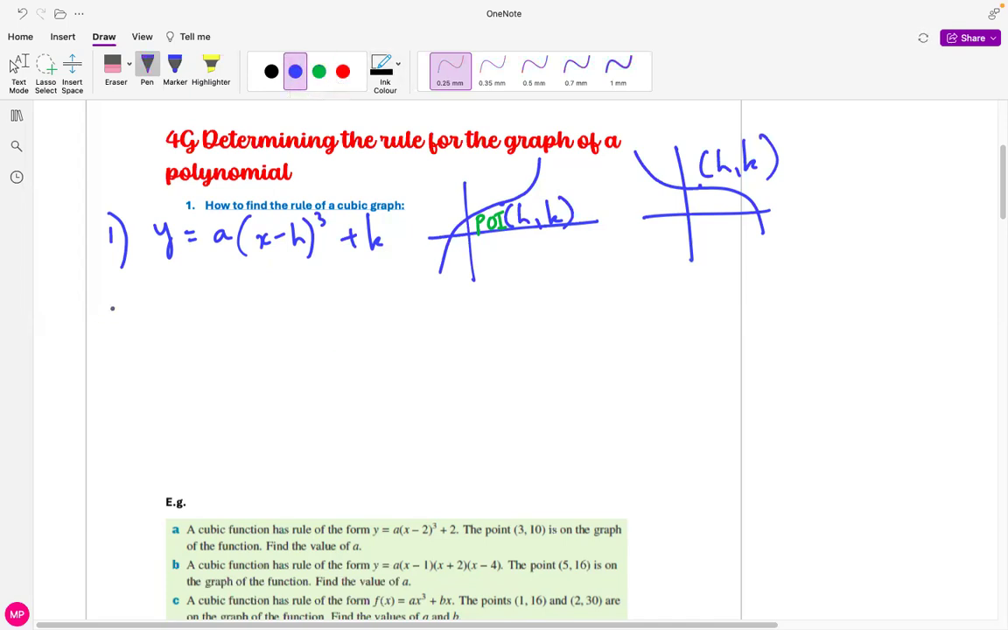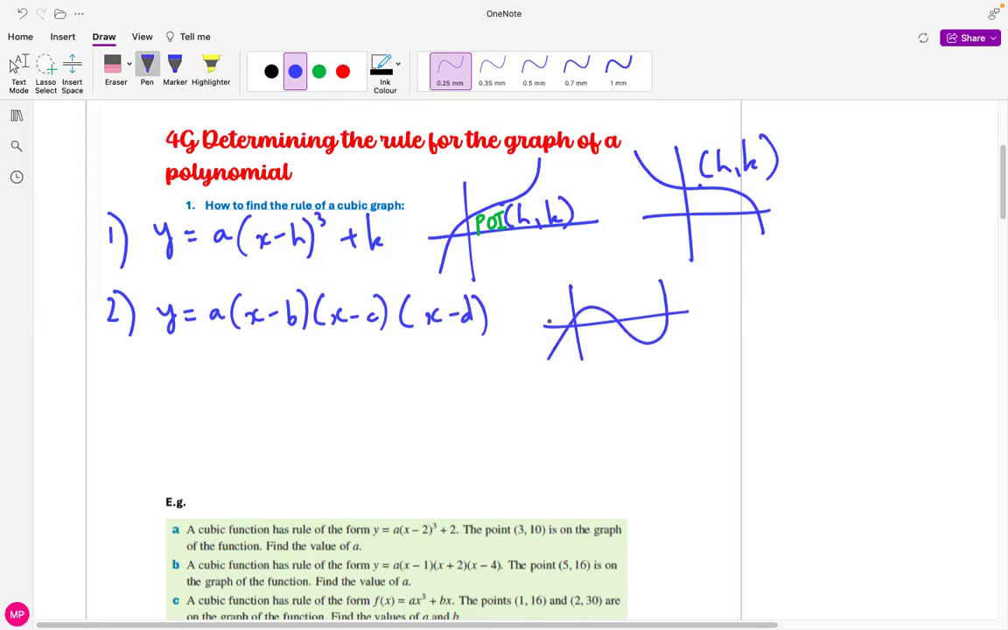Now, if you know the x-intercepts, then you can use the x-intercept form, y equals a(x minus b)(x minus c)(x minus d). So use this form if you know three x-intercepts, b, c, and d. And it can be upside down as well. And then that will give you another point where you can substitute that point and solve for a.